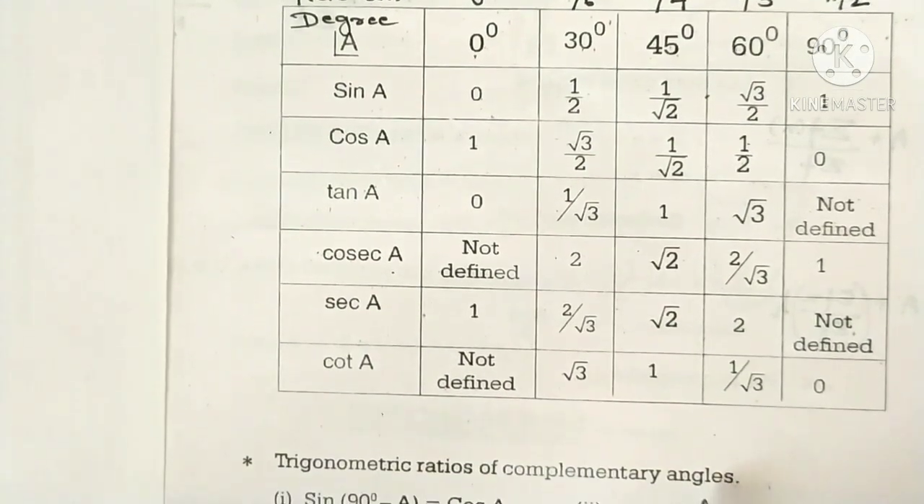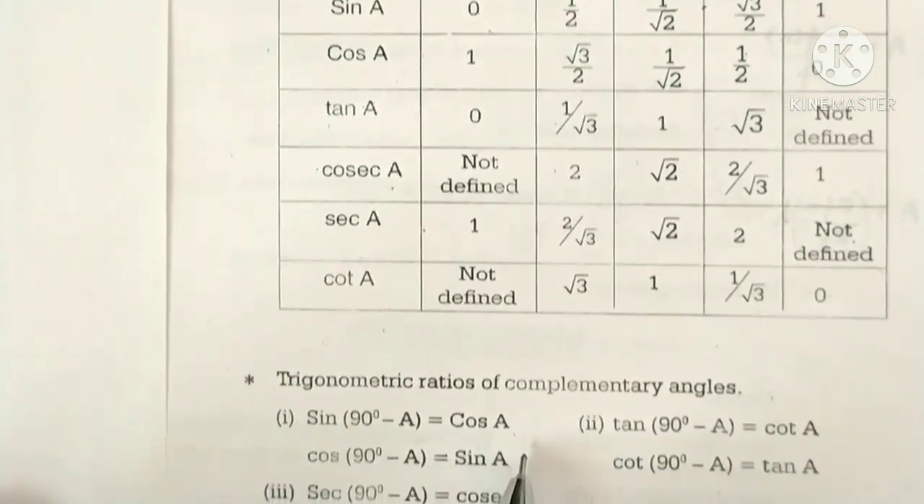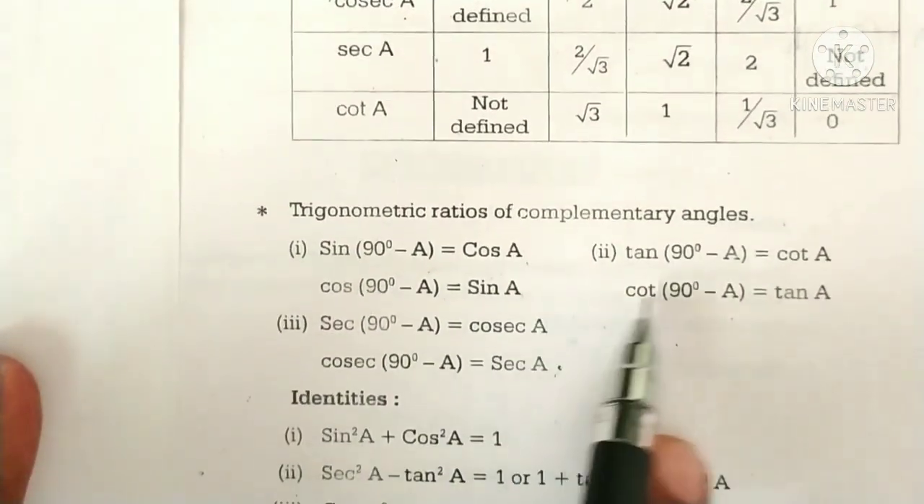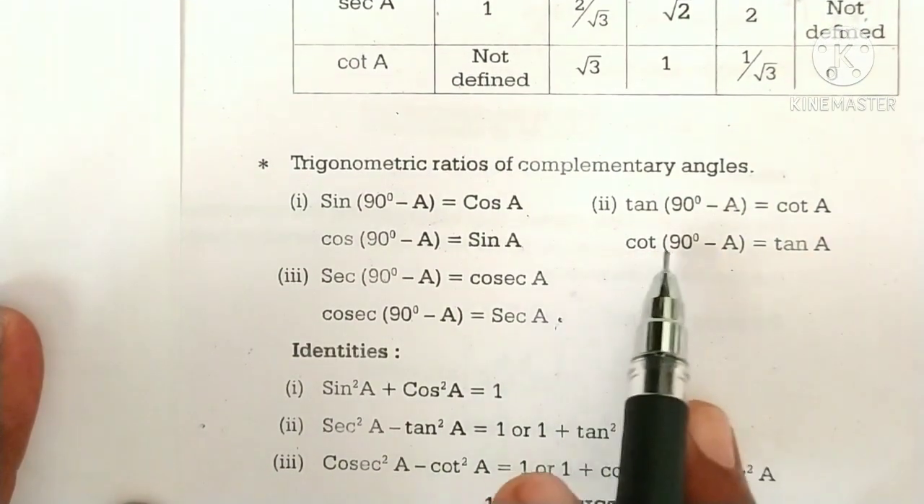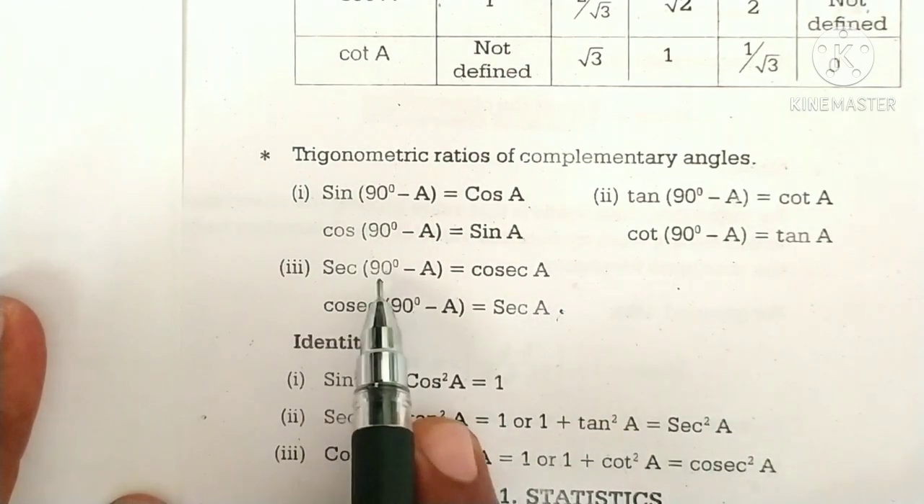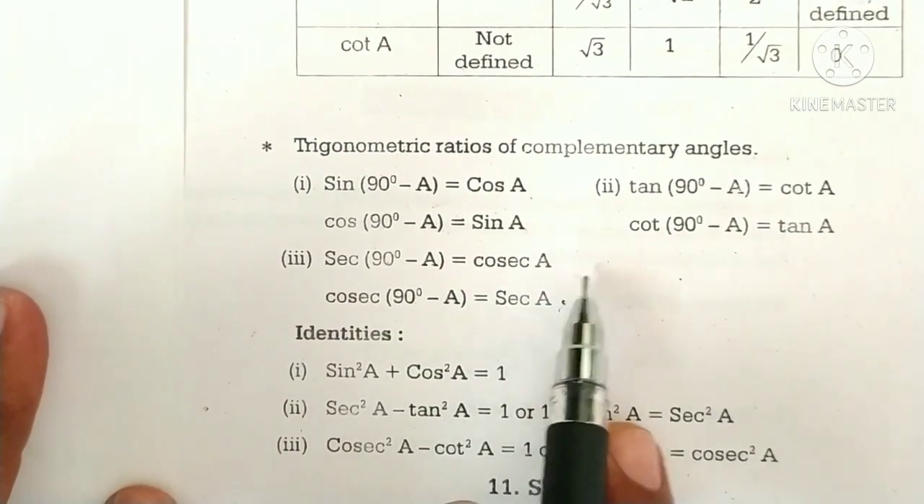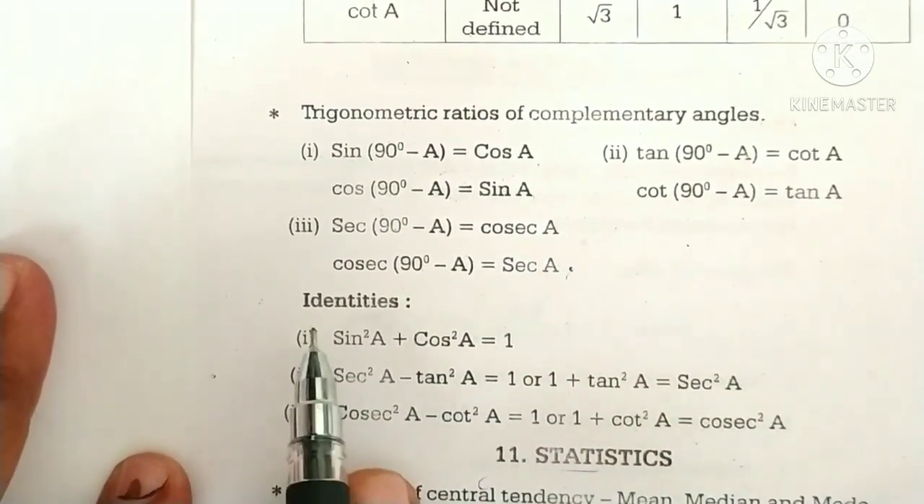Then trigonometric ratios of complementary angles. Sin (90 minus A) is equal to cos A. Cos (90 minus A) is equal to sin A. Next, tan (90 minus A) is equal to cot A. Cot (90 minus A) is equal to tan A. Sec (90 minus A) is equal to cosec A. Cosec (90 minus A) is equal to sec A.